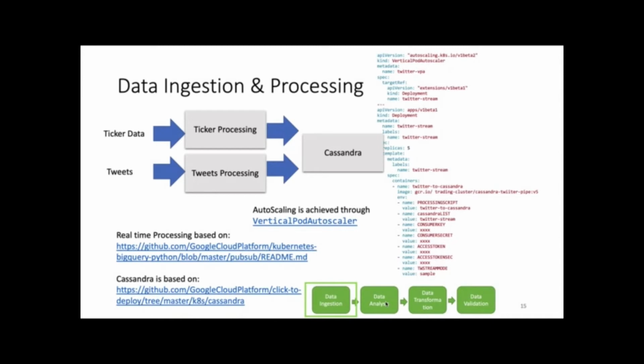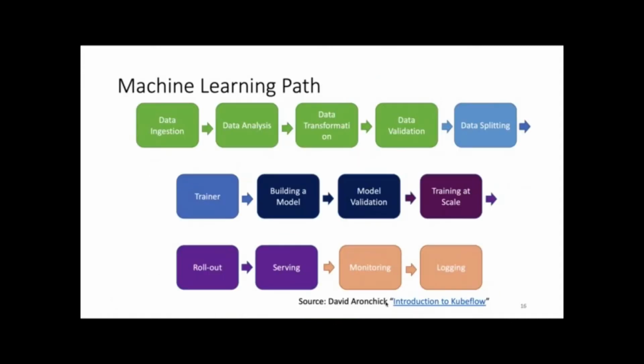We relied on already published libraries from Google, for example, like Click to Deploy. For the ease of managed services, the scalability is achieved through Vertical Pod Autoscaler, which actually helps us a lot, so that we don't have to worry about it since it's a managed service from a cloud provider.